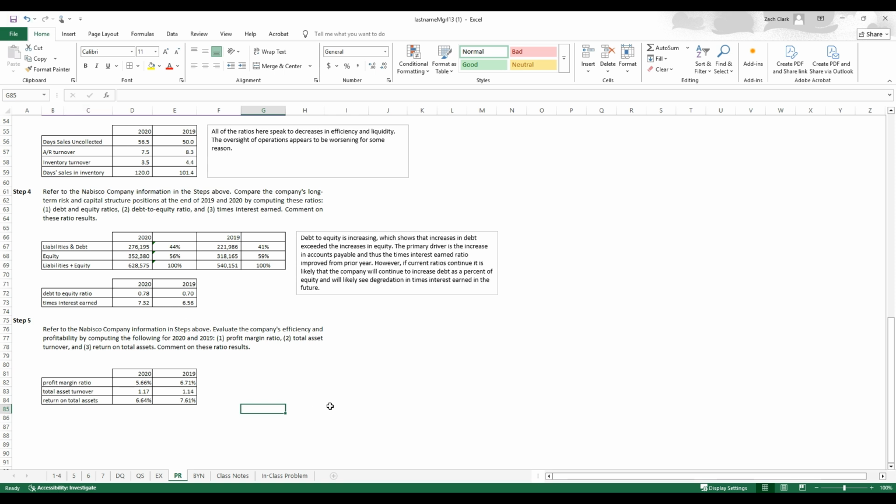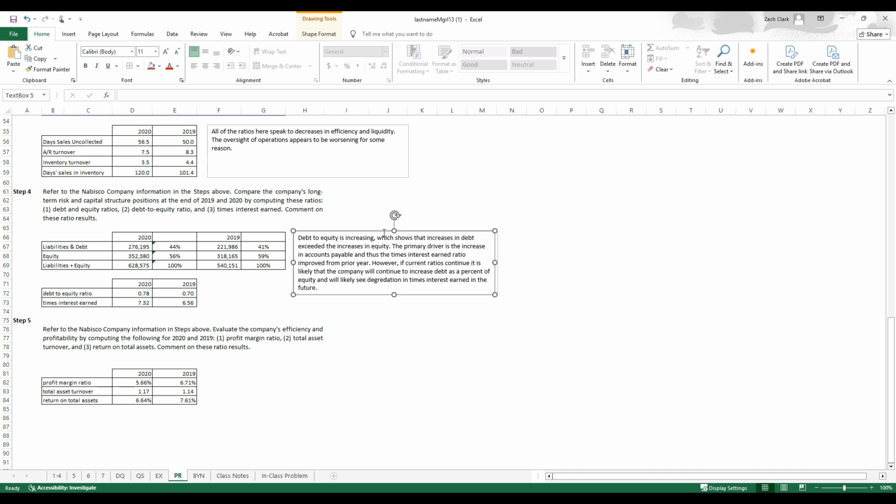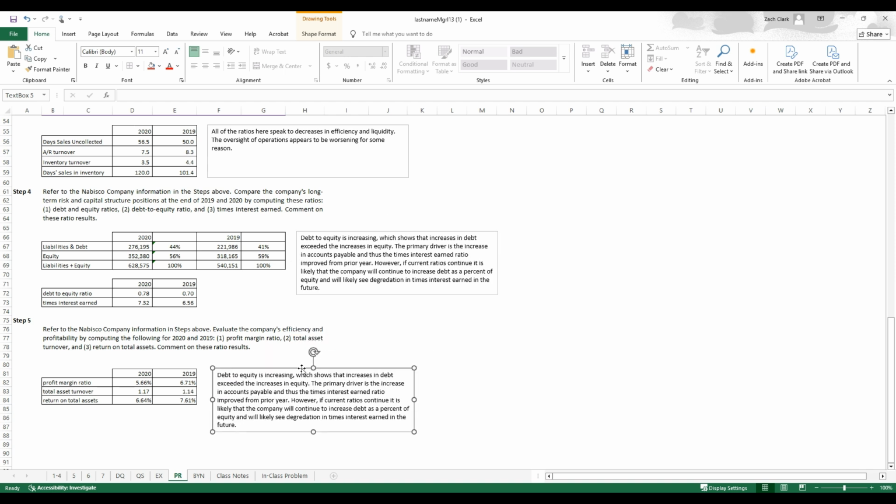Okay. Okay, so I think that all looks good. So return on total assets decreasing, profit margin going down, total asset turnover coming up a little bit. But let's do our analysis here, and say profit margin decline and return on total assets decline support the fact that operating efficiency declined.